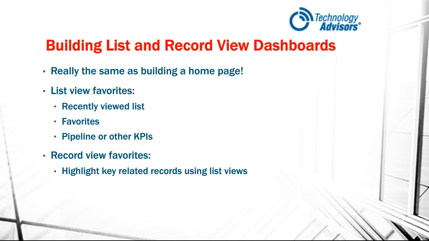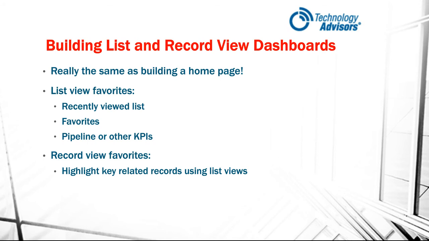And building a dashboard for a list or a record view is really the same as building it for the homepage. By and large, the options are pretty much the same. It is important to keep in mind that you have a different dashboard for every module. So your list view dashboard for accounts is different from your list view dashboard for opportunities. You might choose to put the same thing on both of them, or you might choose to put different things on both of them, but they are different dashboards.